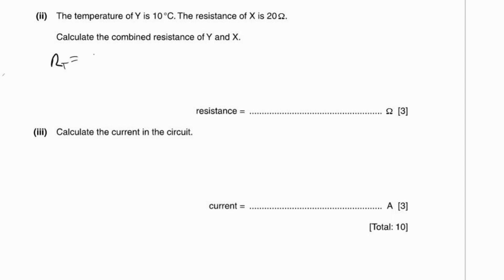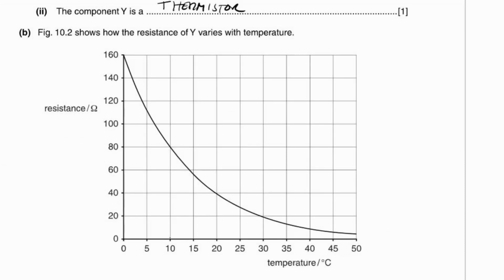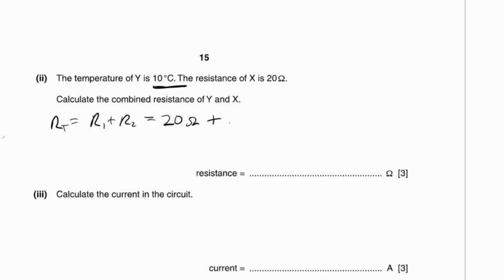So the total resistance is just R1 plus R2. And that's 20 ohms plus the resistance of our thermistor when it's at 10 degrees. So let's look at that. Let's go back to our graph. So when a thermistor is at 10 degrees, there we go, the resistance is 80 ohms. So that's the value we should be using. There we are, so the total resistance is 100 ohms.